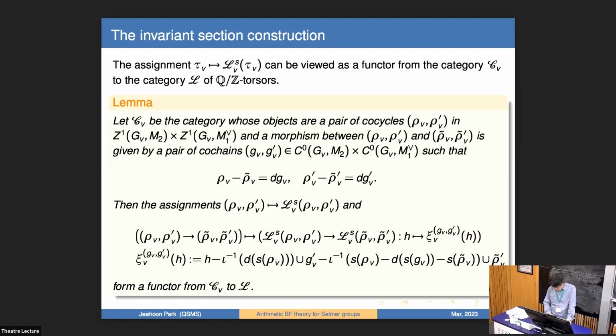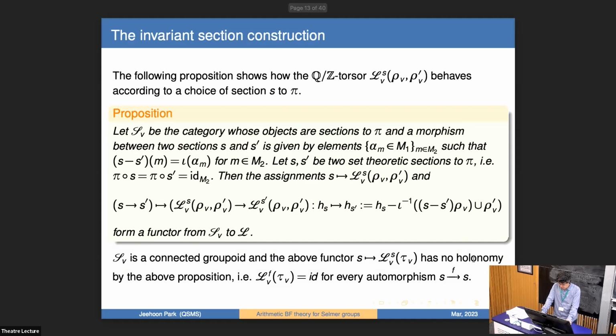So there is a little complication here, and if you compute the behavior of the map, there's this kind of thing. And also you can check how this construction behaves under the choice of the section S. In this case, it's a lot easier. I mean, S and S prime. Then you can show that this SV, the category whose objects are sections to pi and whose morphisms between two sections are given by these elements alpha m, is a connected groupoid, and this functor has no holonomy. The corresponding automorphism has only the identity map.